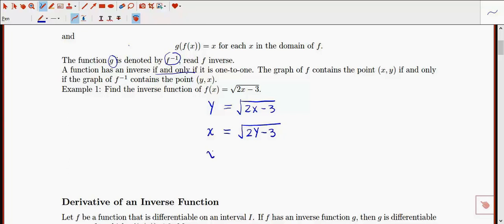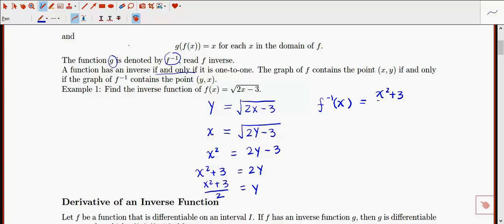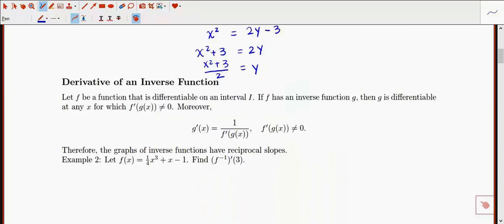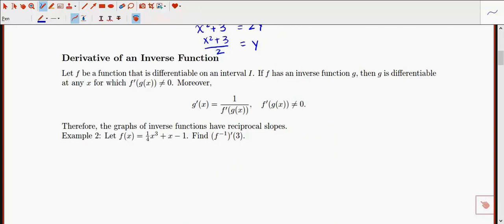Square both sides, we get x squared equals 2y minus 3. Add 3 to both sides, we get x squared plus 3 equals 2y. And divide by 2 on both sides, we get y equals (x squared plus 3) all over 2. So the inverse function, f inverse of x, equals (x squared plus 3) over 2. Now what is new in calculus is that we learn how to take the derivative of an inverse function.